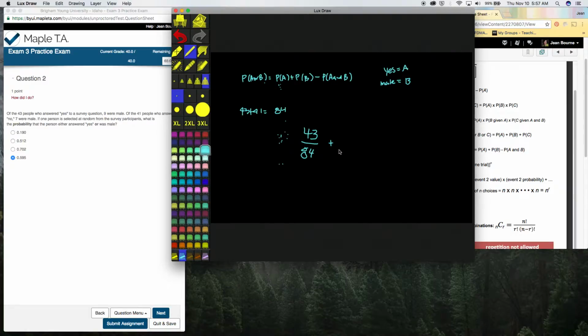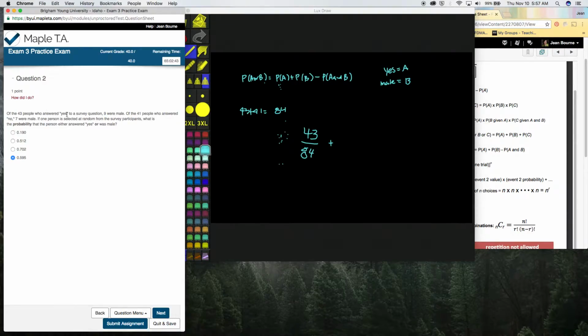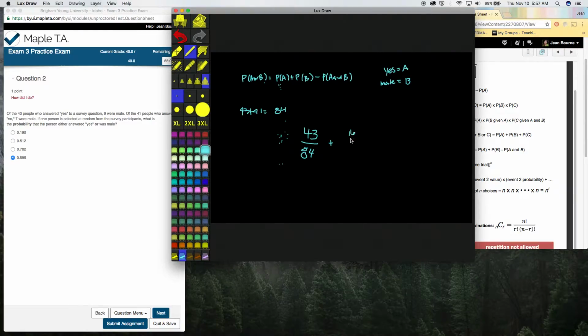All right, the probability of B is of them being male. So we had 9 males that answered yes, 7 males that answered no. So that's 9 plus 7, which is going to be 16 males. And that's out of 84. If it helps you, you can even write those numbers up here. We had 43 yeses. We had 16, 9 plus 7, males, okay? So that's 16 males.